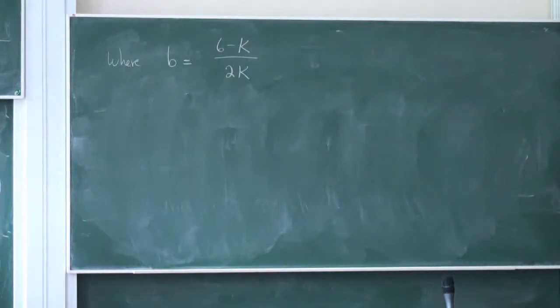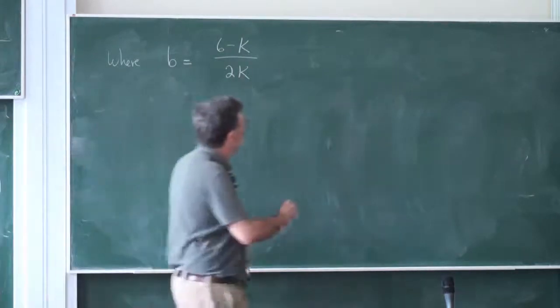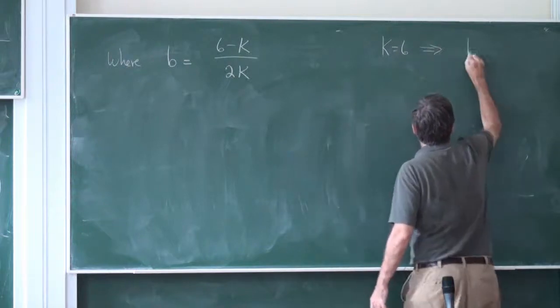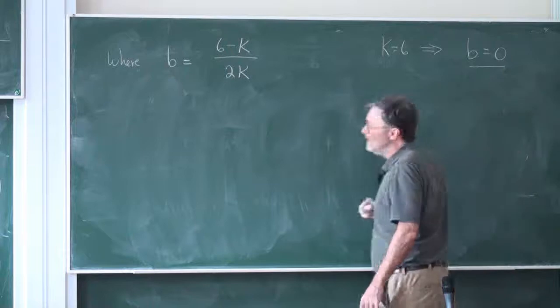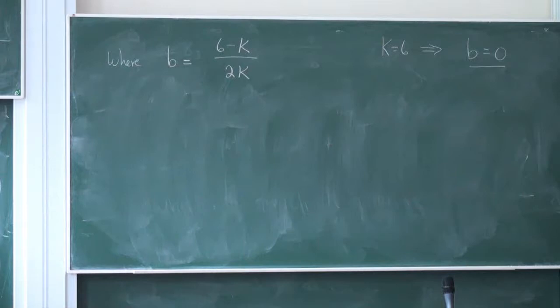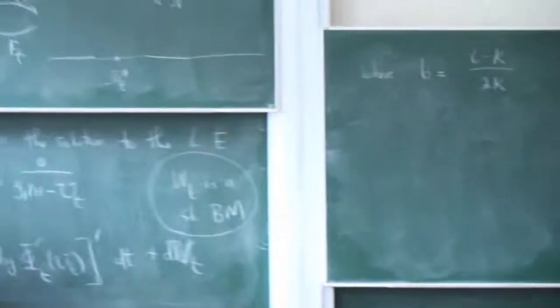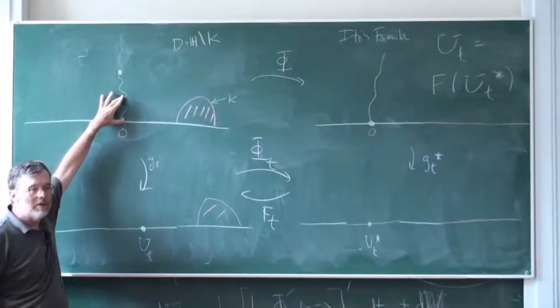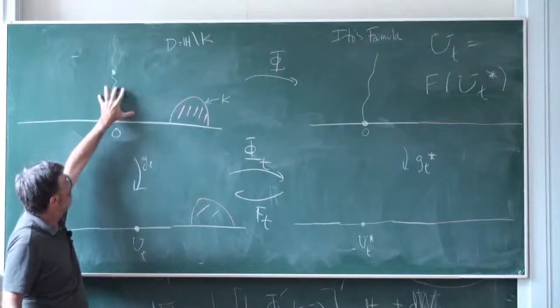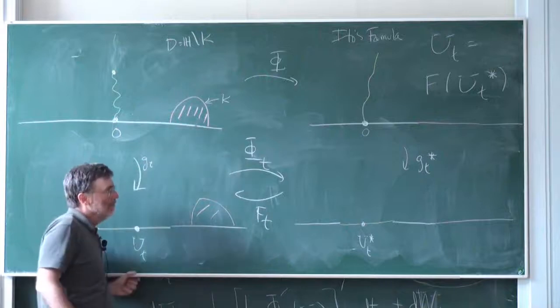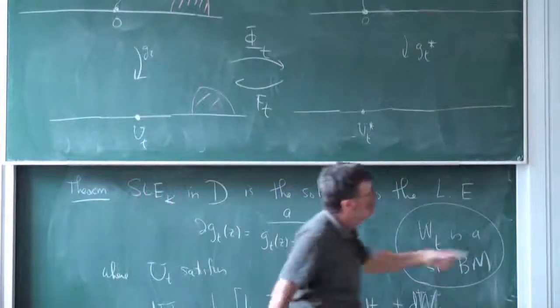Now, one particular value of interest is kappa equals 6. That's where B is equal to 0. For kappa equals 6, and only kappa equals 6, if you looked at this curve and saw the distribution of this curve, and it's just over here, you couldn't tell whether or not that guy was there or not. And this property is called locality.